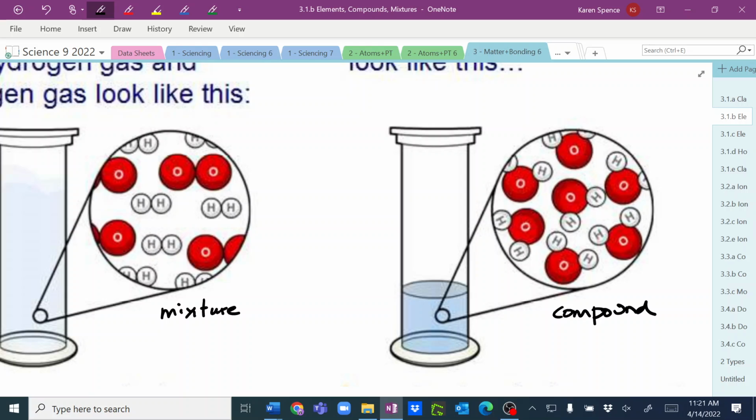Well, I'm not going to tell you that right this second because I need you to answer this first. So how do we know this is a mixture? You're on the right track. How do we know that this one on the left, this one here, is a mixture?